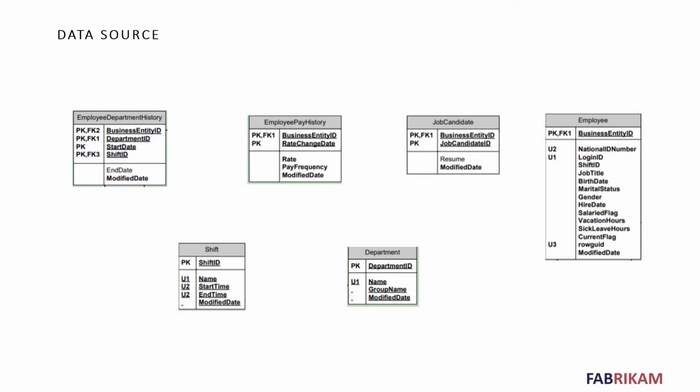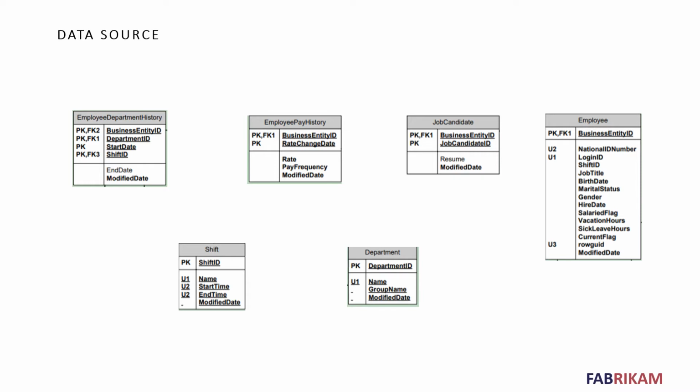In this slide, I will explain about the data type of each attribute from each class. The first class is employee department history. In here, we have 4 primary keys and 3 foreign keys. Business entity ID, department ID, and also SIF ID are primary keys that also act as foreign keys. The data type of business entity ID, department ID, and SIF ID are numeric or integer.